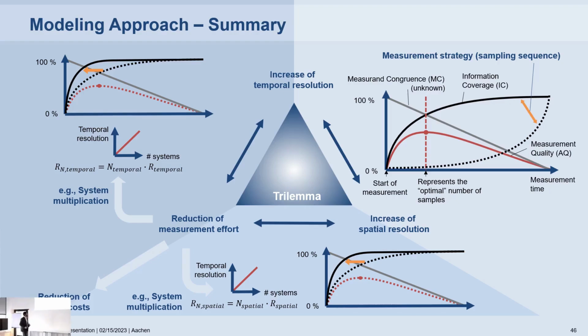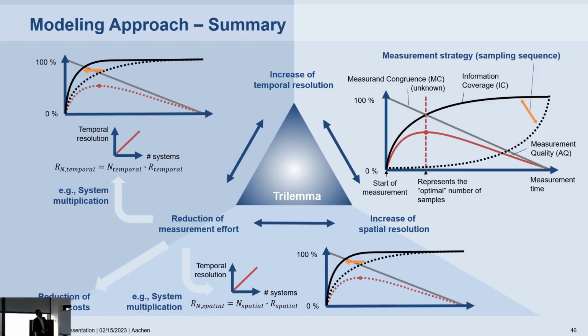So if we give up this goal, the reduction of the measurement effort, for example, by a multiplication of the system, this will lead to a linear increase of either the temporal resolution or the spatial resolution. At least this is the limit. We cannot get better than this.